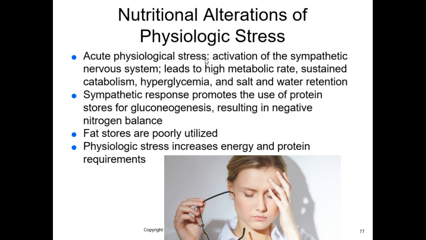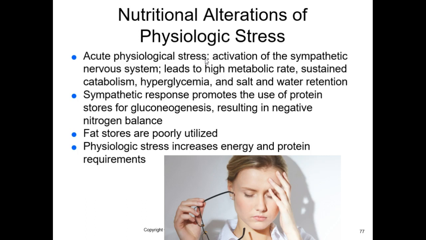When you're physiologically stressed out, there's going to be a cascade of events in your body. You're going to be activating your sympathetic nervous system. You're going to have a high metabolic rate. Doesn't seem like it because you might be gaining weight because of cortisol, but you've got a high metabolic rate. Some people when stressed lose weight, some people when stressed gain weight. It's individualized. I know, right?